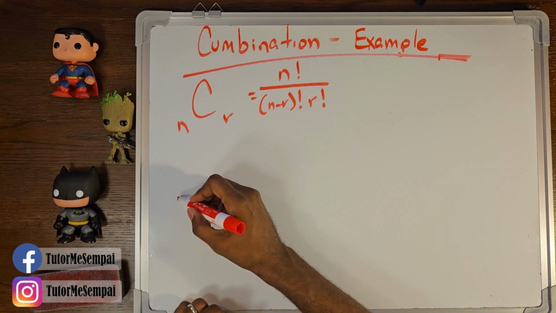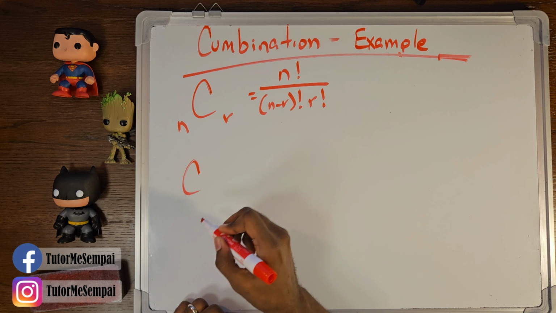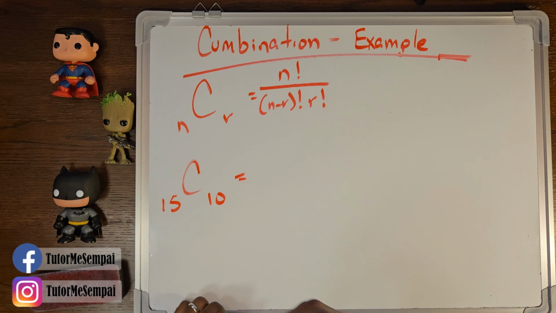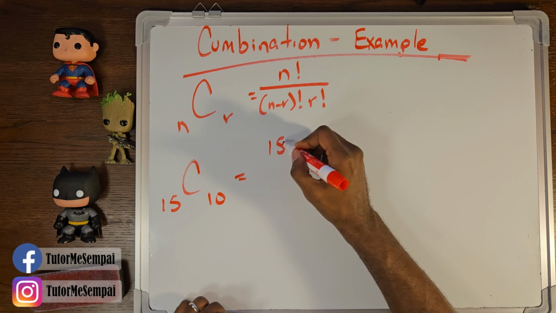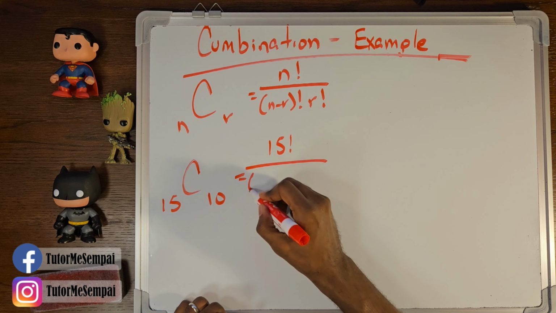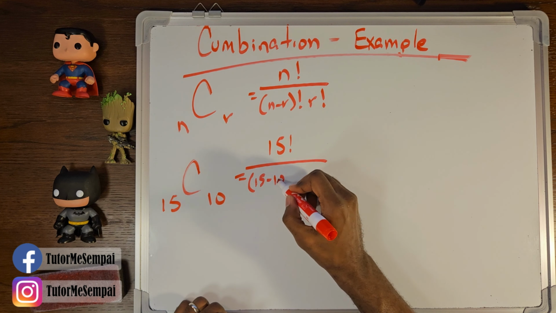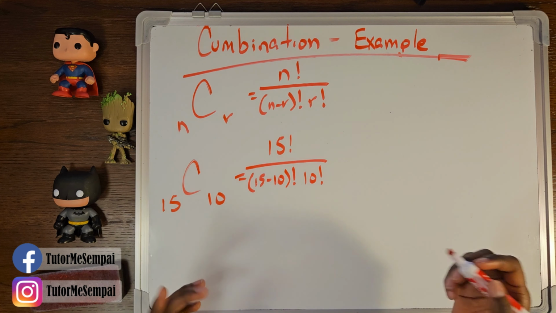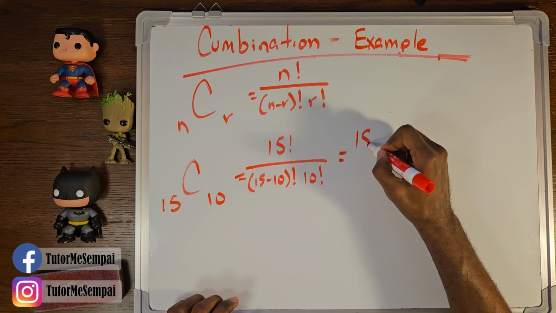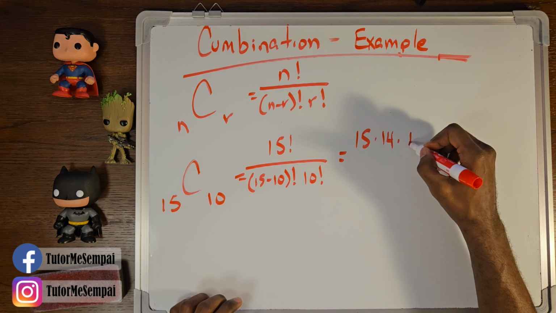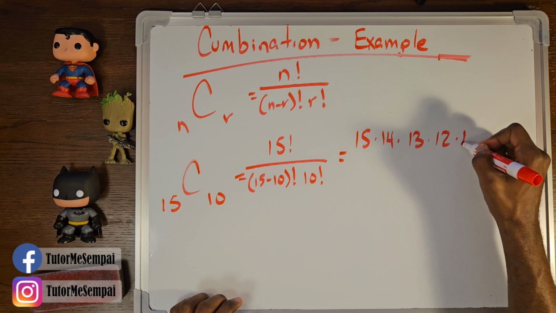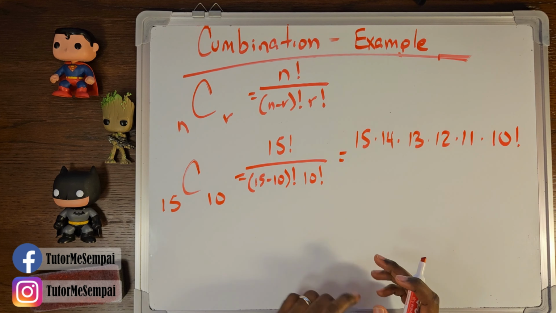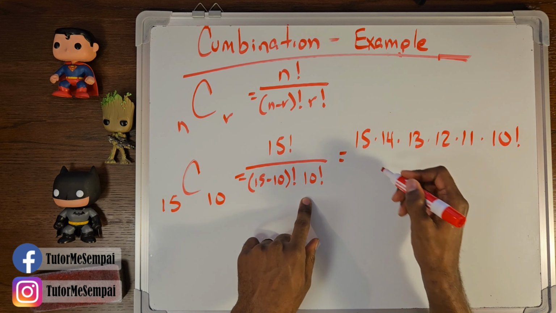So we're going to have our big C, and we're going to have a 15 here and a 10 here, which means that when we plug it in, we're going to have 15 factorial over 15 minus 10 factorial times 10 factorial. Then we can expand this out. So we're going to have 15 times 14 times 13 times 12 times 11 times 10 factorial. Now I'm stopping there for a reason, and you may already see why.